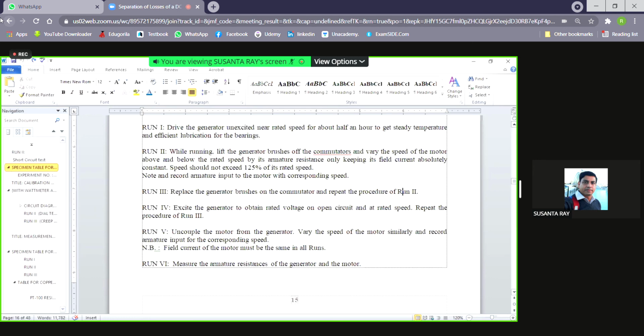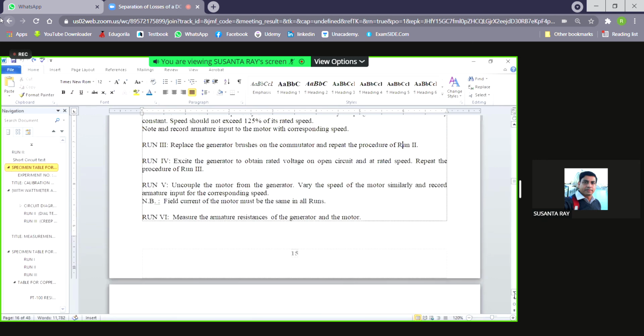Okay, and so these are the readings. How to calculate all these losses is given in the next part. In run 4, you have to measure the armature and all the resistances. These resistances will be required to calculate the copper losses. So measure the armature resistance of the generator and the motor.